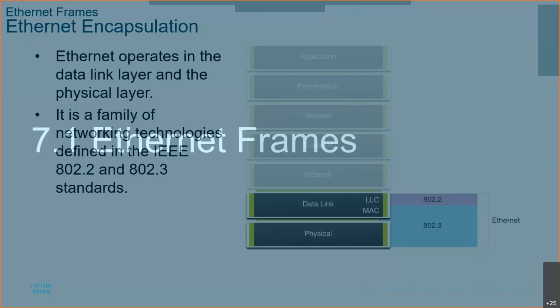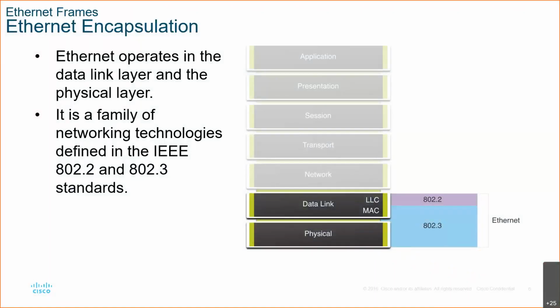Start with Ethernet frames. So Ethernet, as I told you, is a special kind of local area network, okay? And it operates in the data link layer, layer 2, and the physical layer, okay? And information about this you can find in IEEE 802.2 and 802.3 standards, okay? The details about this you can find in 802.2 and 802.3 standards.